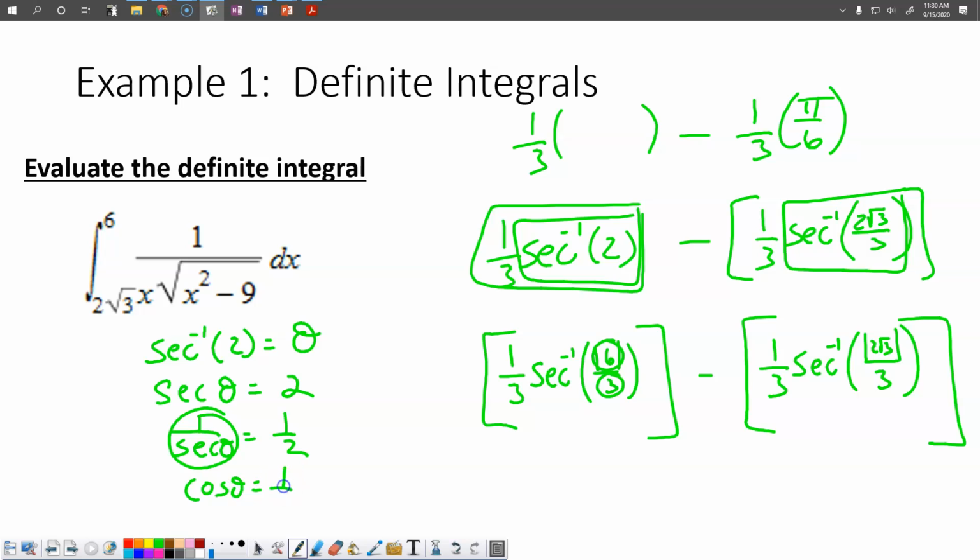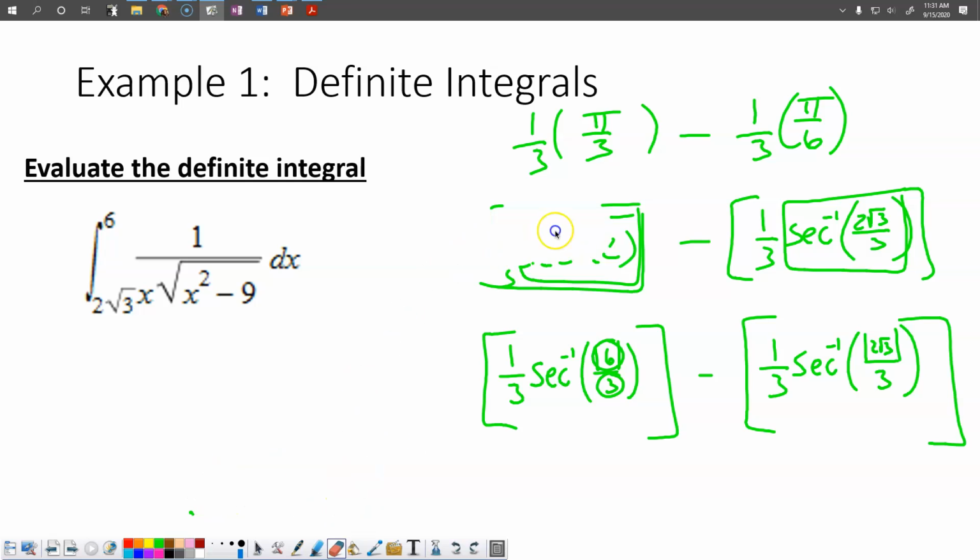And so what I'm looking for is what angle has an x value of 1/2, and it has to come from the top half of the unit circle because we're using an arcsecant function. So what x value has a theta, what angle has an x value of 1/2 on the top half of our unit circle? And the answer is pi over 3.